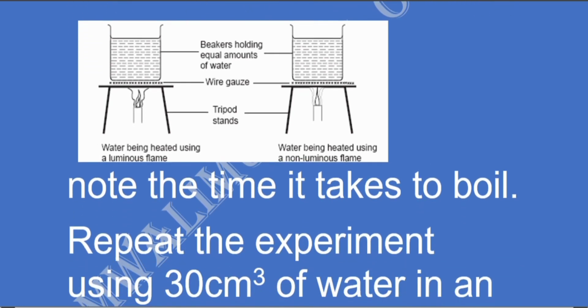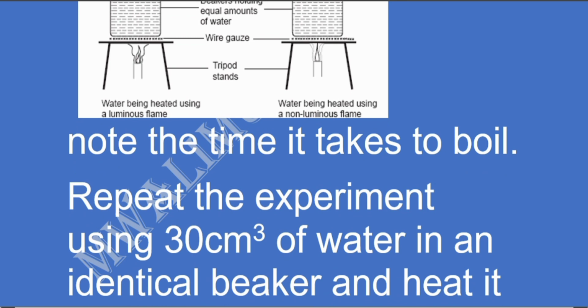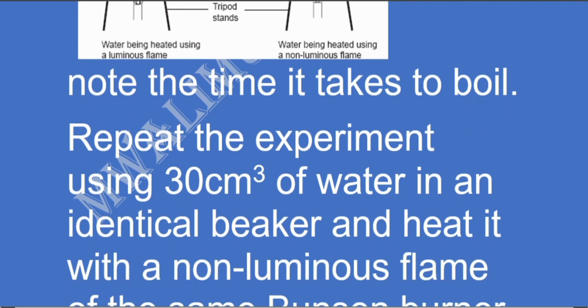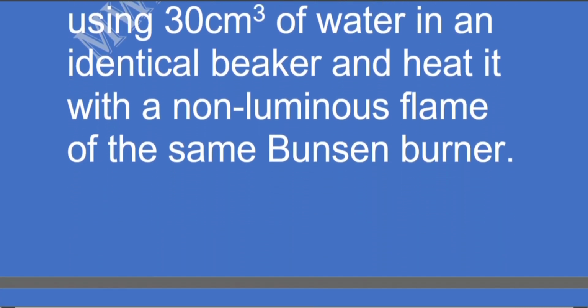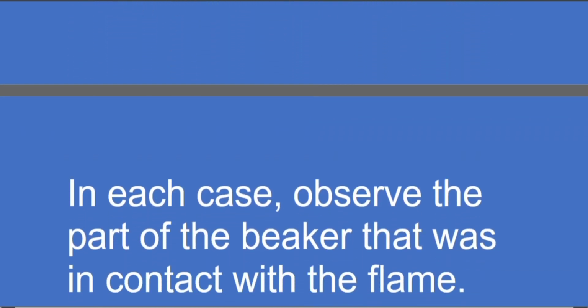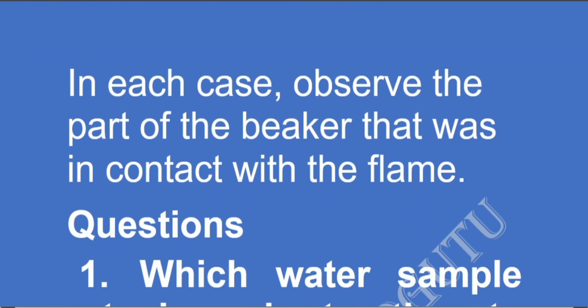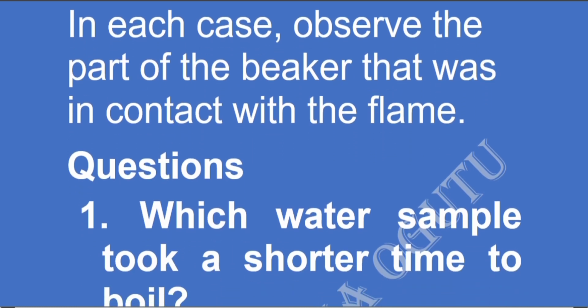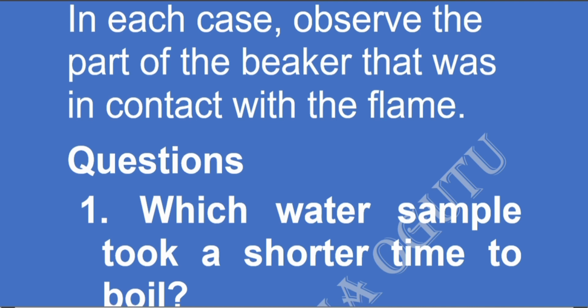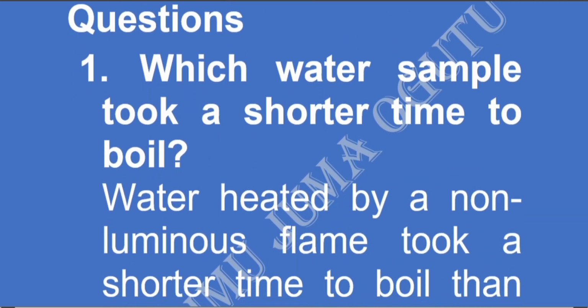So we repeat the experiment. The first one is done using the luminous flame. Now we repeat the experiment using 30 cubic centimeters of water in an identical beaker and heat it with a non-luminous flame of the same Bunsen burner. We use a stopwatch to see how long it takes to boil for the luminous and how long it takes to boil for the non-luminous. In each case, observe the part of the beaker that was in contact with the flame. Now we have to ask ourselves, which water sample took a shorter time to boil?